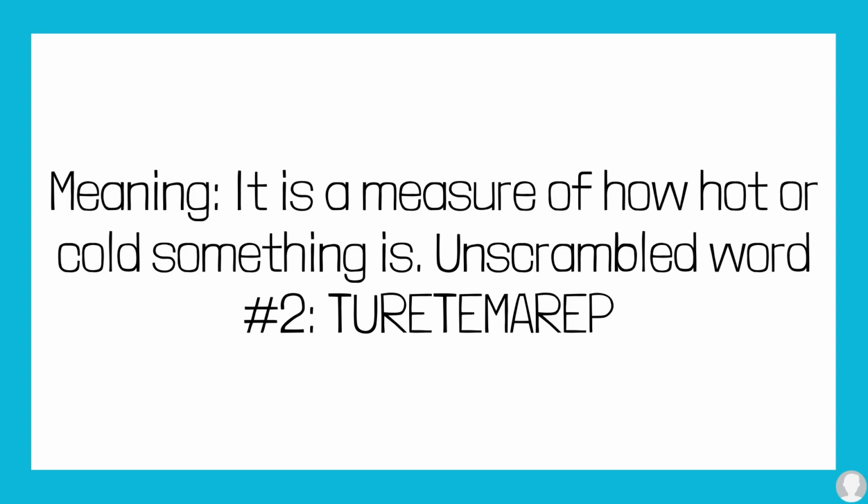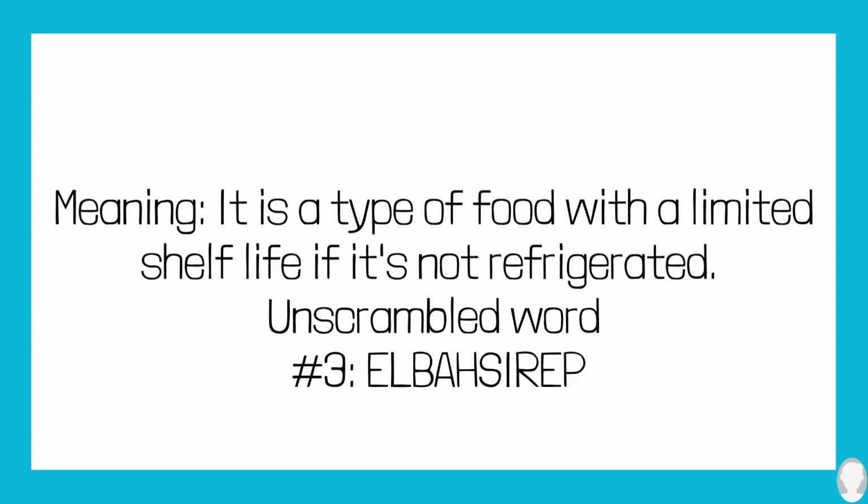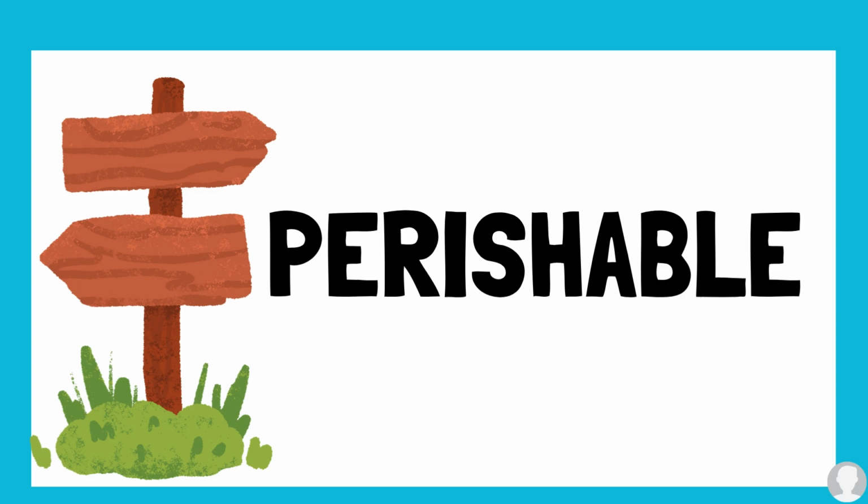For the second, it is a measure of how hot or cold something is. This is our second unscrambled word. Let me see if you know it, kids. Great. The answer is temperature. For the third unscrambled word, with the meaning, it is a type of food with a limited shelf life if it's not refrigerated. What do you think is the answer, kid? Great job! The answer is perishable.